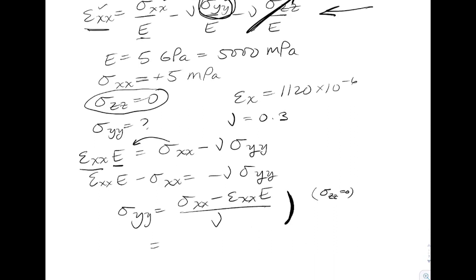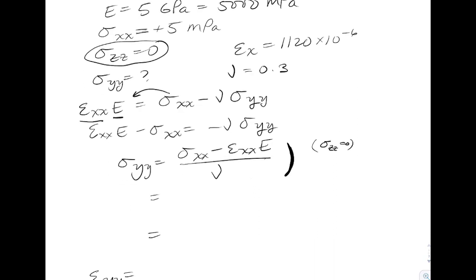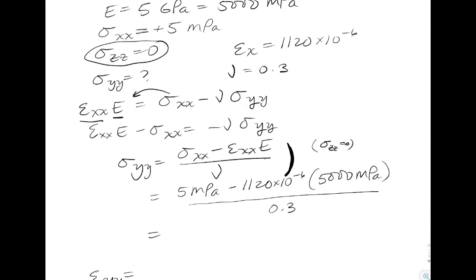So we're ready to plug in our values. Go ahead and plug in your values, do your multiplication. All of our units are consistent. So we end up with a negative value, which means it's in compression.